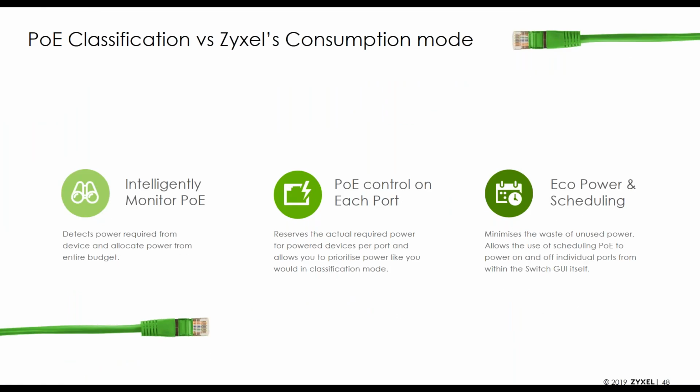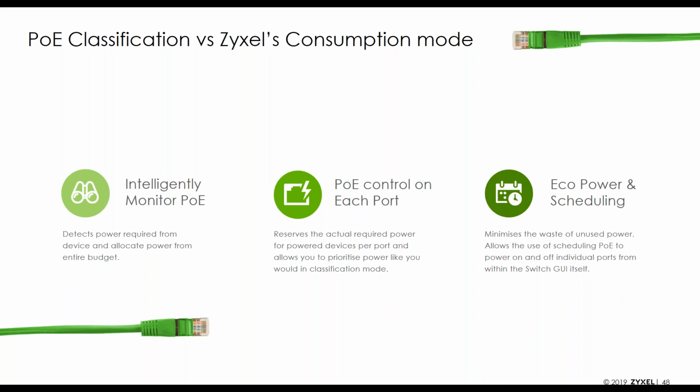So one of the things that we've implemented is what's called consumption mode. It allows the device to intelligently monitor PoE of the actual device, so whether it be a class 3 or a class 4 device, and it will provide the PoE budgeting according to what it actually needs, not what it's classified as. You do have PoE control on each port, meaning that you can prioritize the power, and you can also power down specific ports and things like that as well.